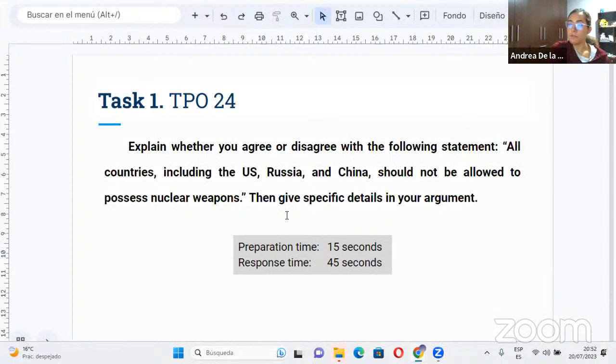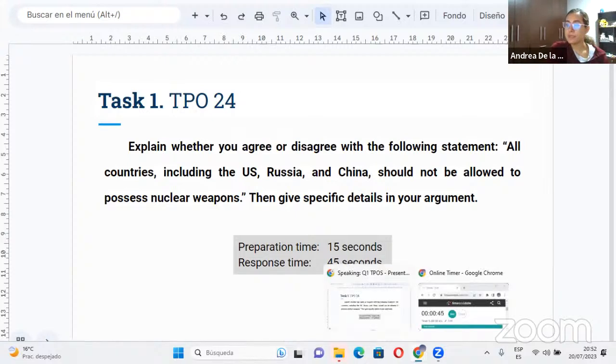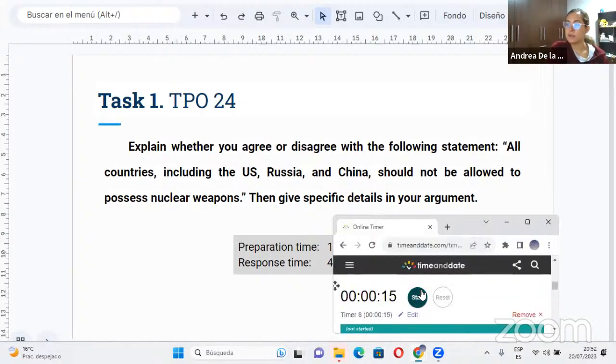Now, this question here may be a little bit more difficult, and this is the very rare case that we have for social issues, political issues, global issues, technology, environment. Remember those few topics that we saw yesterday? So this one says, explain whether you agree or disagree with the following statement: all countries, including the US, Russia, and China, should not be allowed to possess nuclear weapons. Then give specific details in your argument. Now you guys will have 15 seconds to prepare your response.